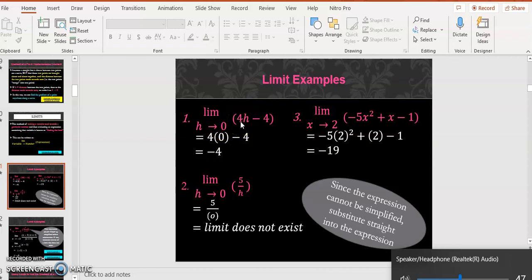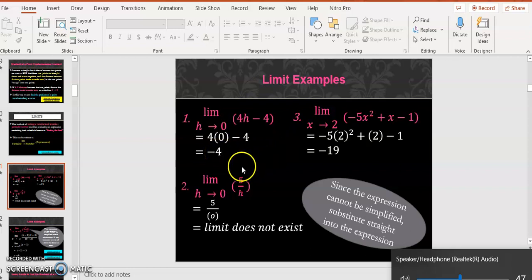So here you are going to have 4h. The 4h is 4 times h. So it's going to be 4 times 0. Why 0? Because h is approaching 0. So 4 times 0 minus 4. So this is going to give us minus 4. It's so easy.